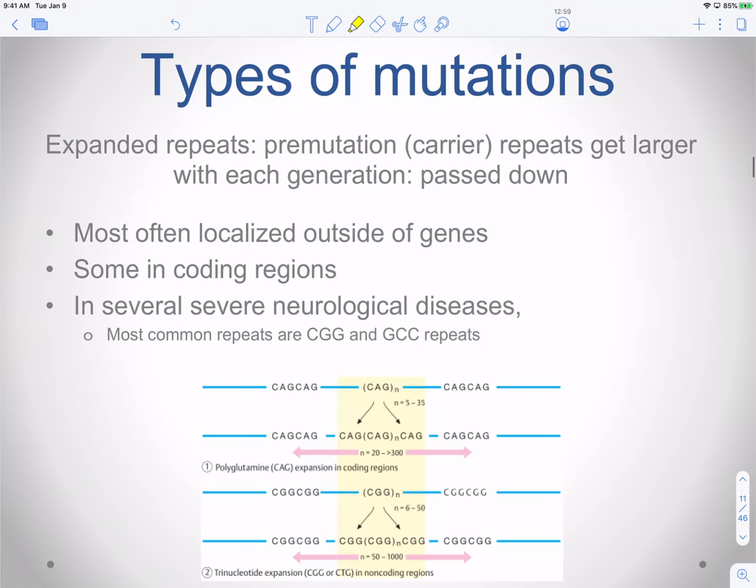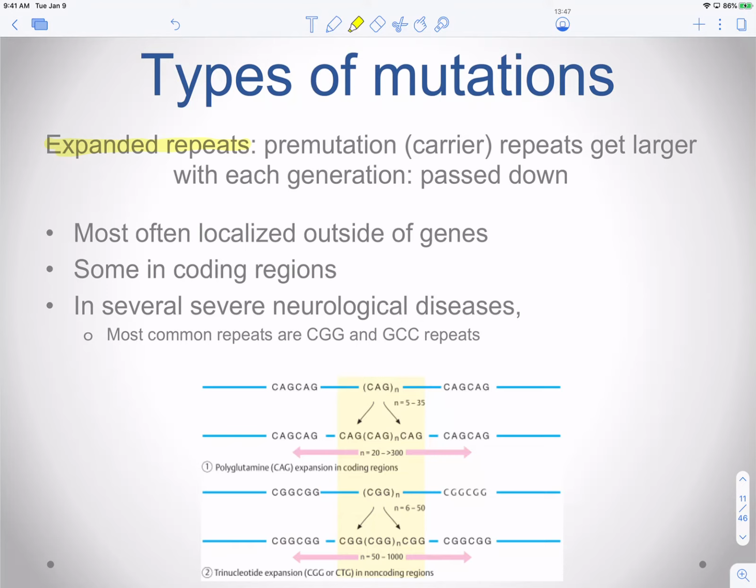Another type of mutation is an expanded repeat mutation. And so this can lead to what's referred to as a pre-mutation or carrier that gets passed on from generation to generation. This is seen with Huntington's disease. And each generation, the repeats get larger and larger until they actually present with the disease. And so a person who is the original carrier might present with Huntington's disease at the age of 60, and their children, because they inherited the expanded repeats from their parent, can present with Huntington's disease at a much earlier age because they start with the pre-mutation.